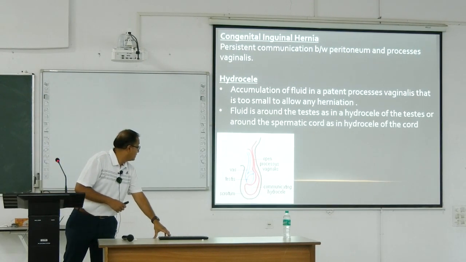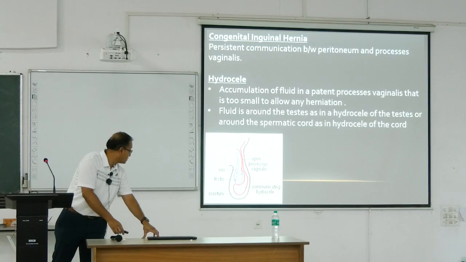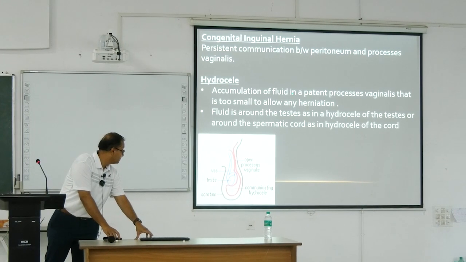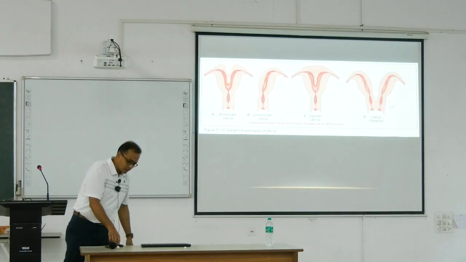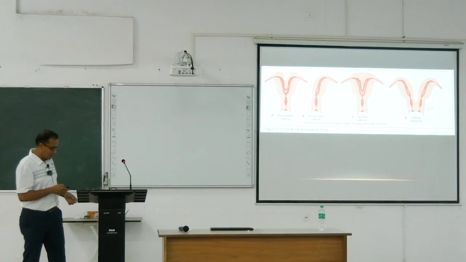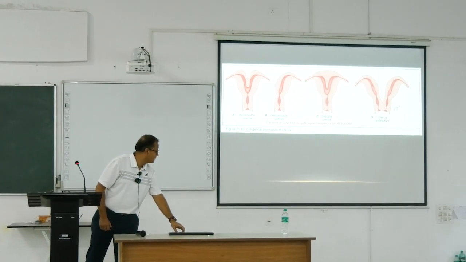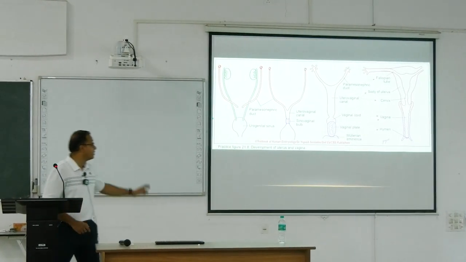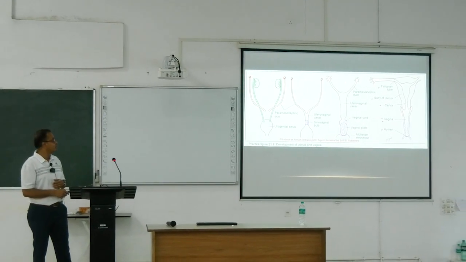So these are the entities that you just have to prepare for this examination with regard to hydrocele and hernias. Now coming to the formation of the uterus, we talked about how the uterus forms through the fusion of the paramesonephric ducts, right side and left side fused, and their unfused remaining part forms the fallopian tube and the uterus.